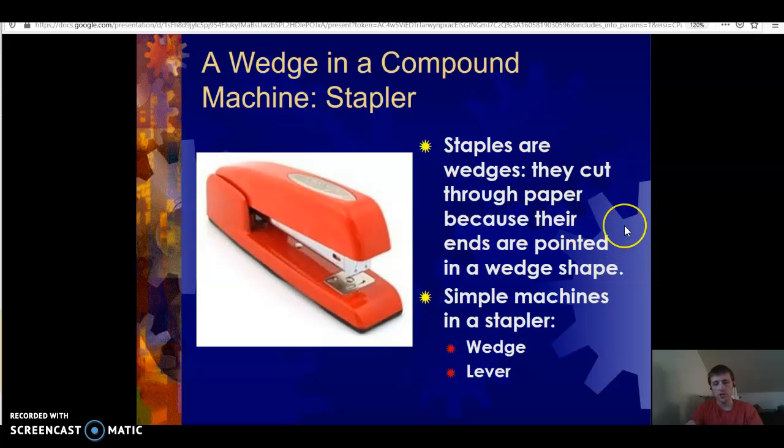Now, how do we actually calculate the mechanical advantage of these things? It's very simple. You take the individual mechanical advantages of the simple machines involved and you multiply them together. The total mechanical advantage is the product of all the simple machines and mechanical advantages individually.